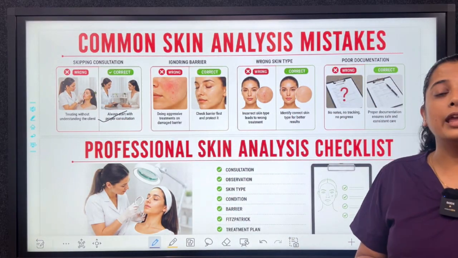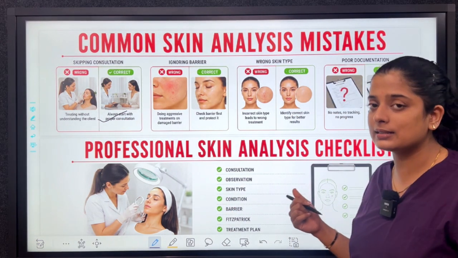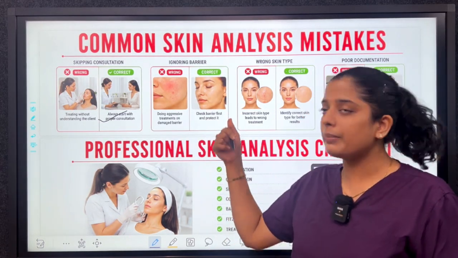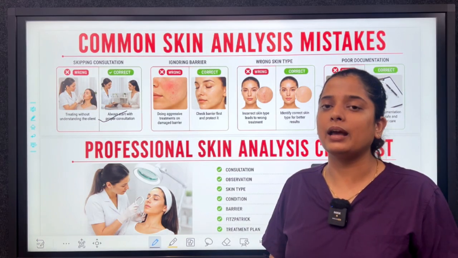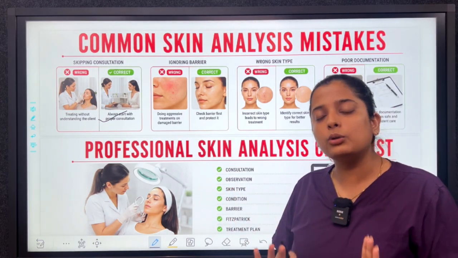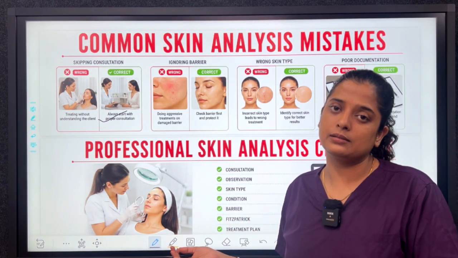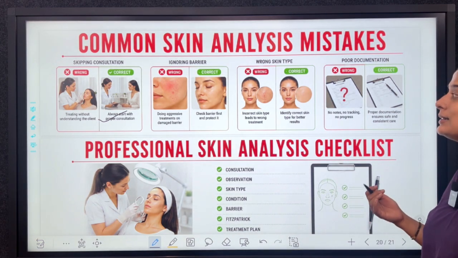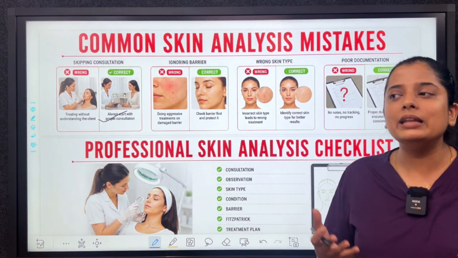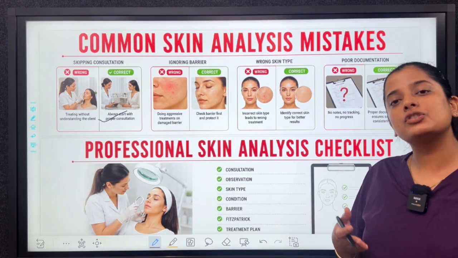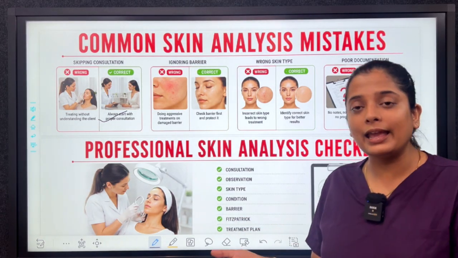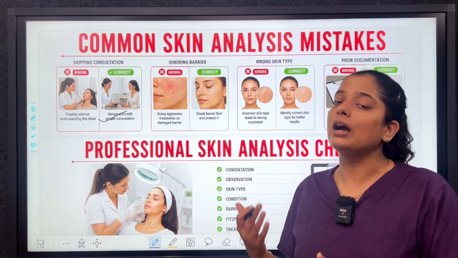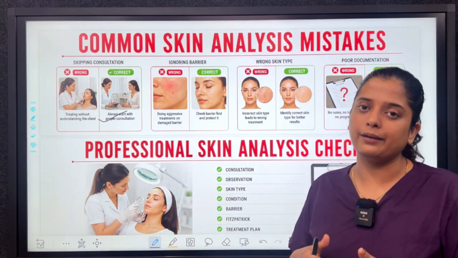Number 2, ignoring the barrier. As I just discussed, if you have any 2-3 problems, the first to target is the skin barrier. Repair the skin barrier, help the barrier, and it will help you later on in the treatments. Correct? Number 3, guessing the wrong skin type, not understanding which type of skin it is, oily, dry, and you just gave a different kind of skin care or treatment to the client which was not necessary, and now they are having another form of problem which has been generated.